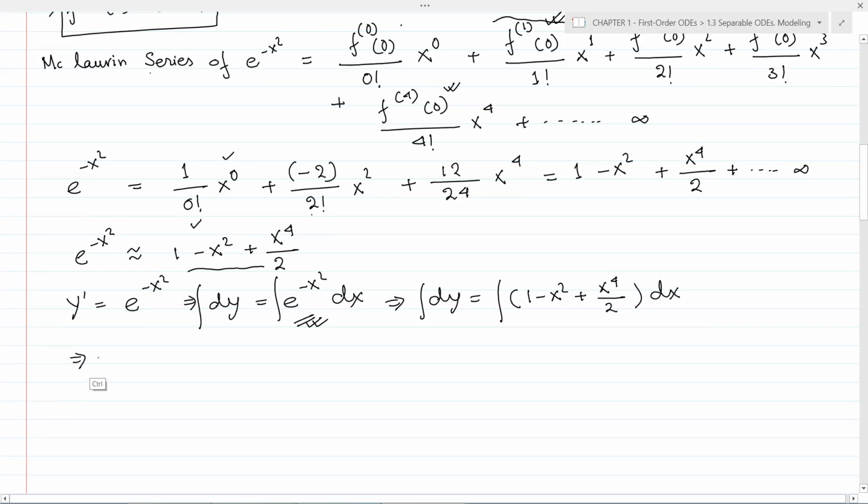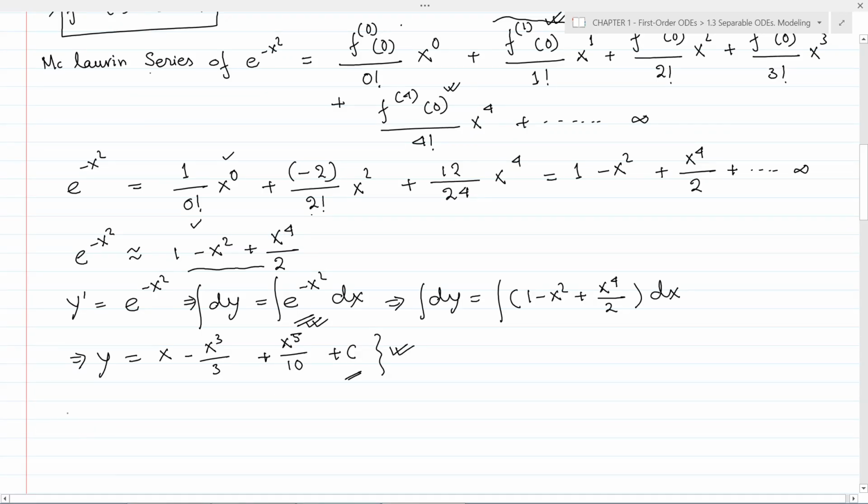From this we obtain y equal to x minus x cube by 3 plus x to the power 5 by 10 plus a constant c, which is the integration constant, and this is the approximate value of the solution y of x. Now, we can use this equation to plot the approximate solution curves, but first we will calculate the value of c for the 5 initial conditions that have been given.